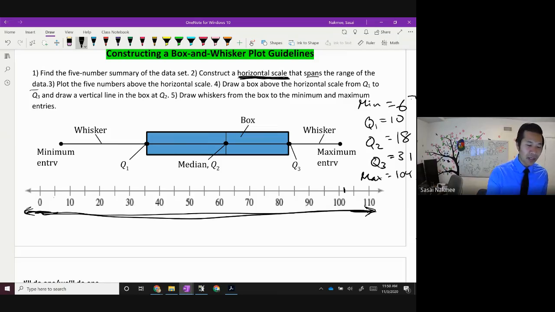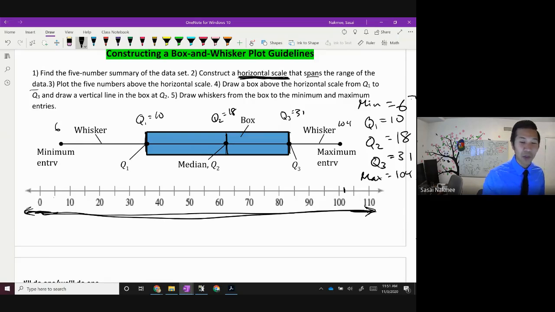And look at your data, right? If I'm going to go from 0 to 110, make it make sense. Like you should go by 10s, right? Or go by 5s. Don't go by 1s. Please don't draw 100 little tick marks, right? Please don't do that. And then once you draw your horizontal line, go and mark your Q1, Q2, and Q3. And I don't actually do it this way. I actually just mark it right here. And I go, oh, Q1 in this case is equal to 10. Q2 is equal to 18. And Q3 is equal to 31. My maximum entry right here is 104. And my minimum entry is 6.